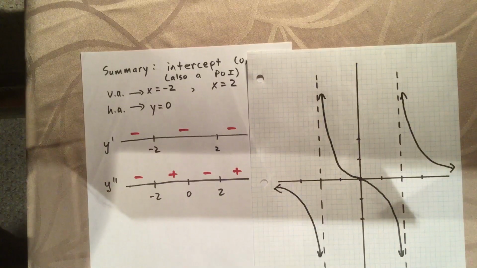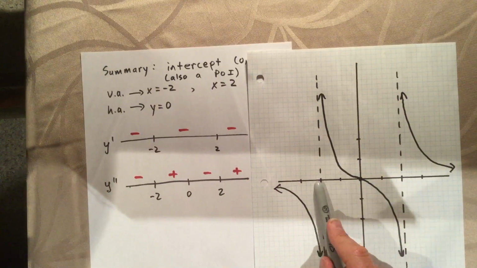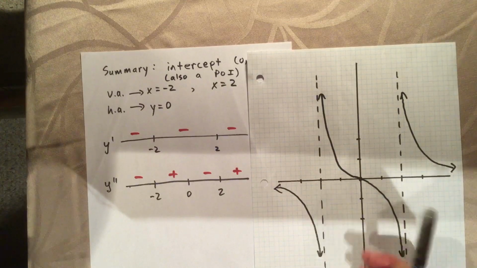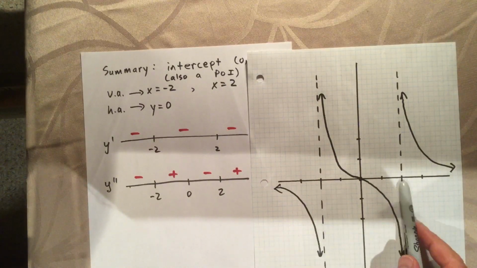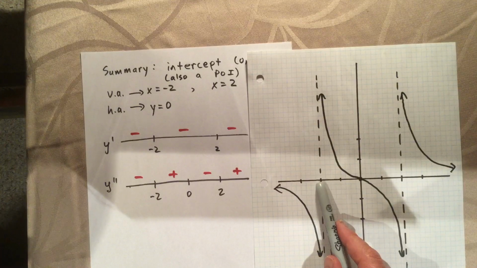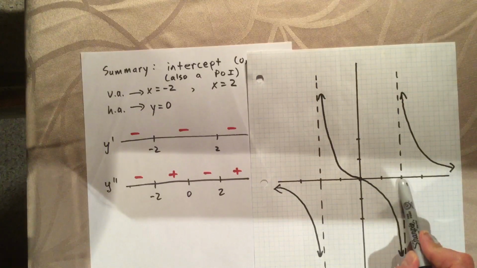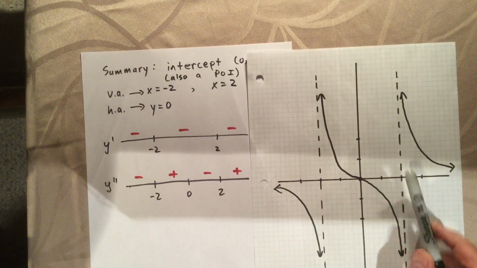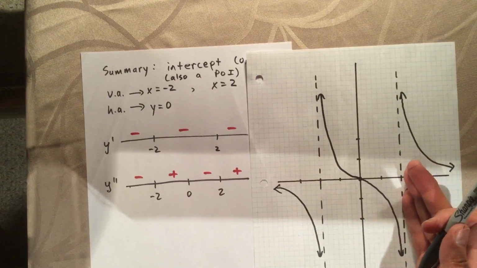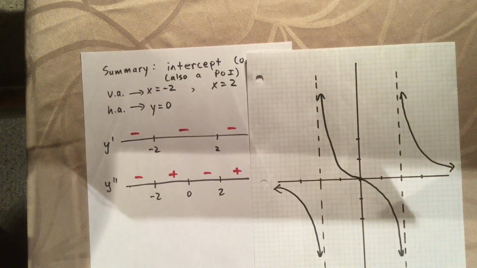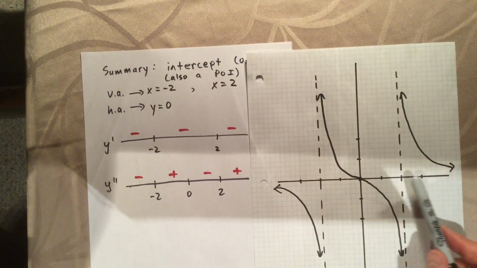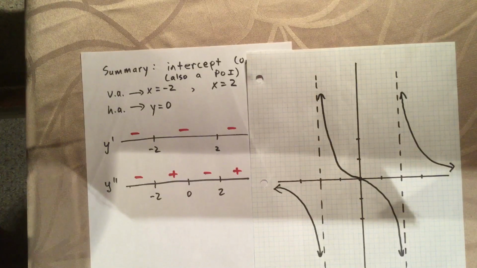Now, when it comes to horizontal asymptotes, sometimes what people do is they'll pick a number greater in magnitude than any value for x that creates a discontinuity. So the greatest value of x that creates a discontinuity is 2. So what sometimes people will do is they'll pick an x value much greater than 2 and see if the y value is greater than 0 or less than 0.